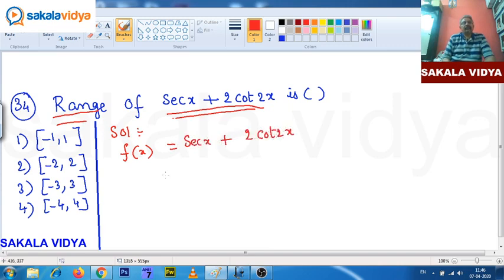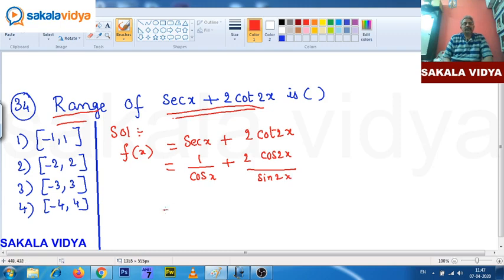So, let us convert them into sine and cosine functions. So, 1 by cos x plus this is 2 cos 2x by sin 2x.